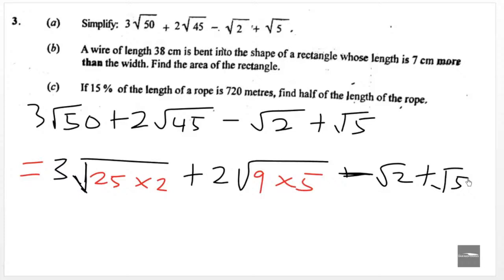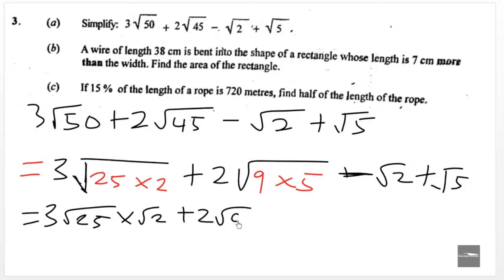So we can see that the square root of 25 is 5, so we can take that out of the square root sign. So that will give us 3 square root of 25 times square root of 2, then plus 2 square root of 9 times square root of 5, minus square root of 2 plus square root of 5.